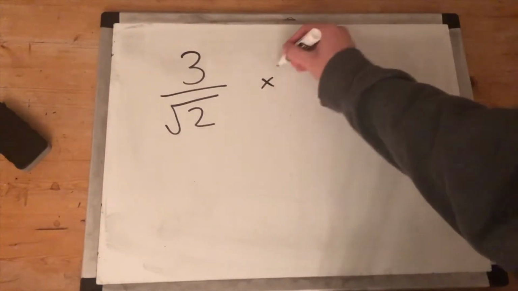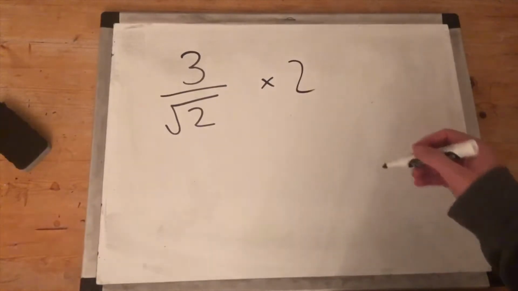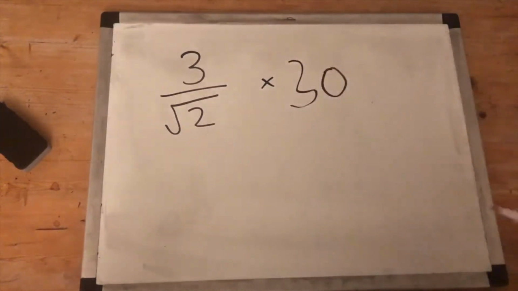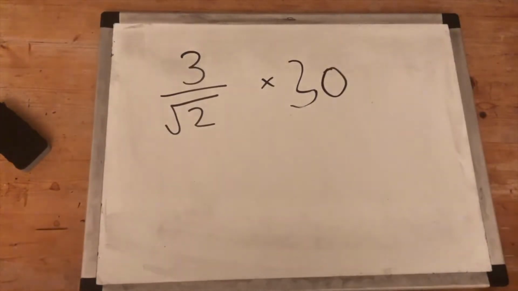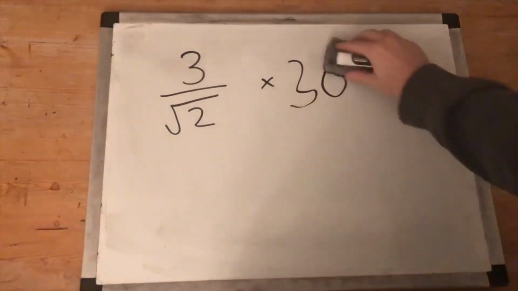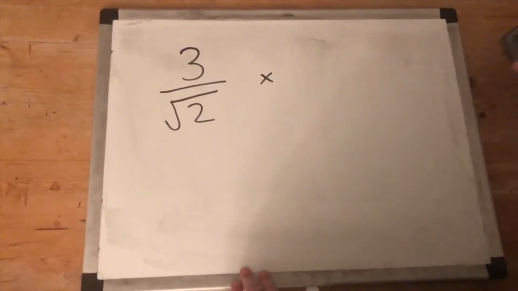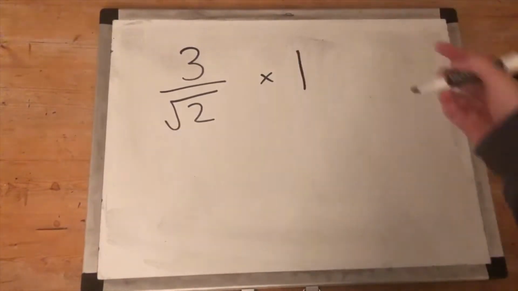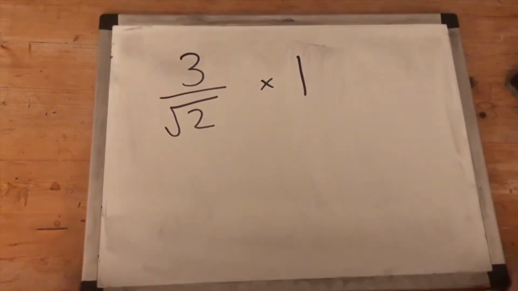If I do times 2, I've changed the question, I've doubled it. If I do times 3, I've trebled it. Times 30, I keep on changing my question. There's in fact only one number, I don't mean to give a clue away, but there's only one number we can multiply it by and keep the question the same. So that one number, if you haven't got it by now, it's 1. We have to multiply it by 1 if we want to keep it the same.